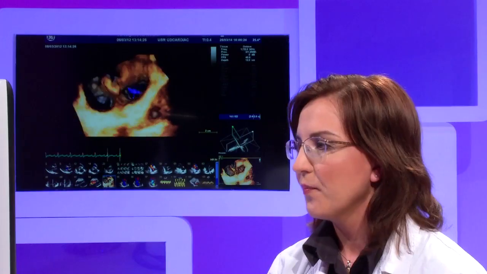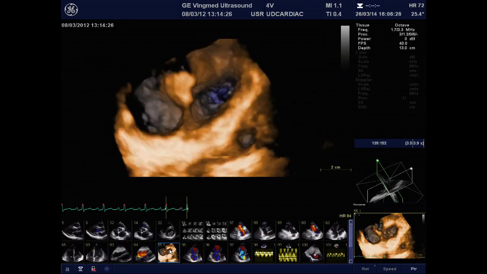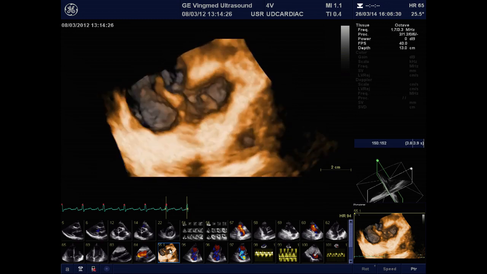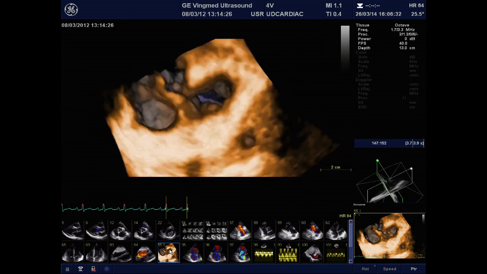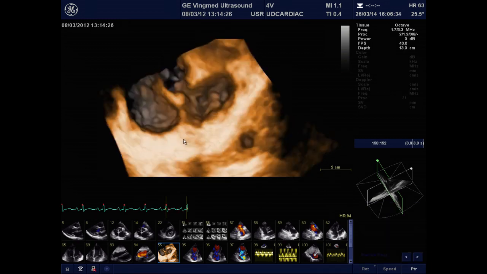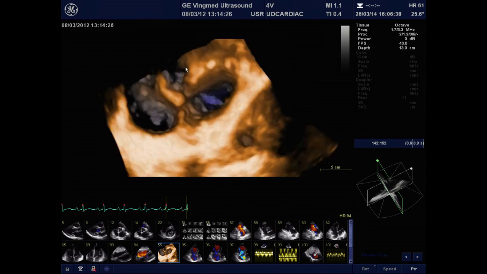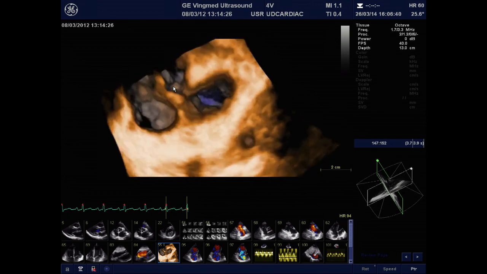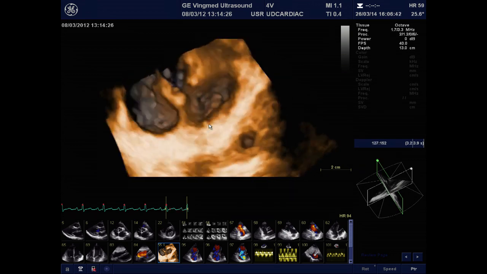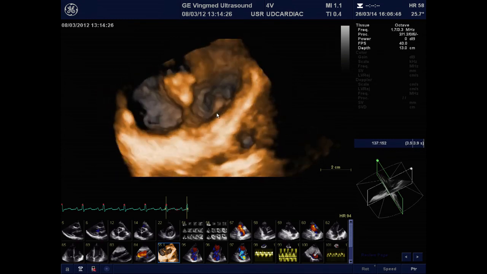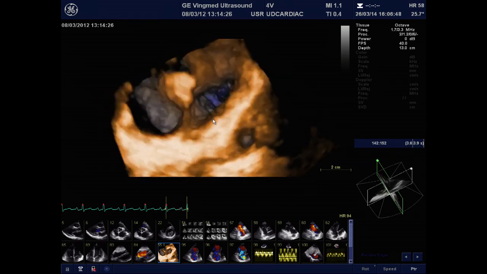in which this is the tricuspid valve as seen from the right atrium, the so-called surgical view. Here at the left part of the panel, you can see the mitral valve. Here on top is the aorta, and here is the tricuspid valve. And you can see that there is a clear abnormality which involves the posterior leaflet.